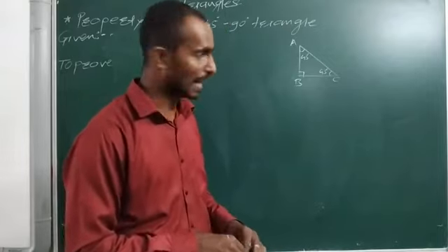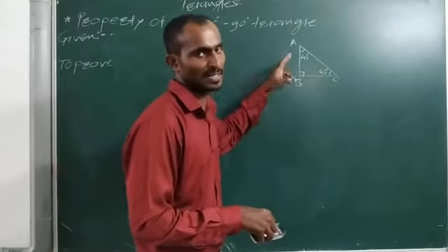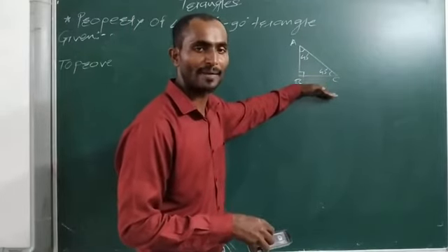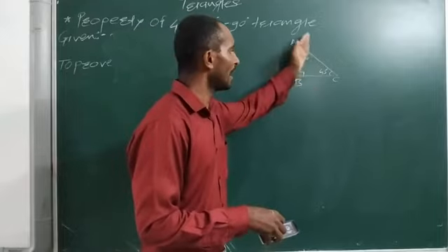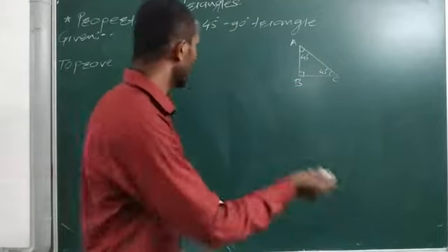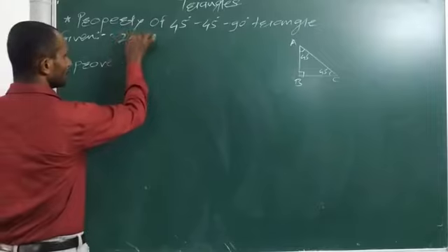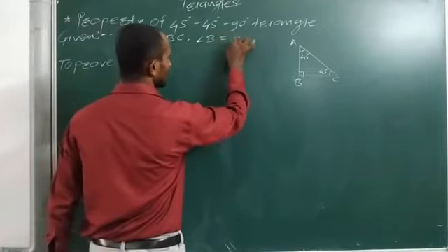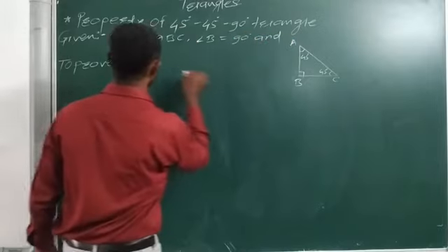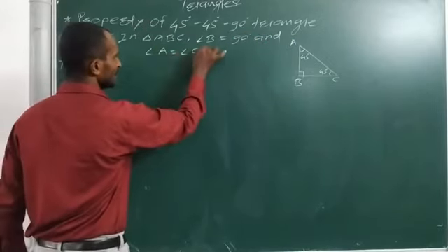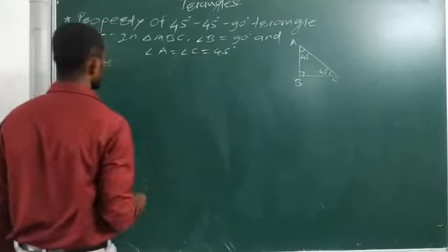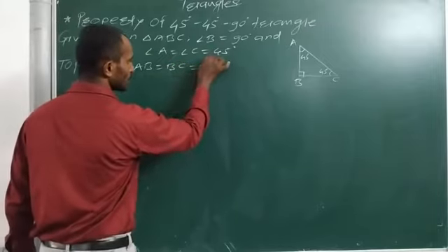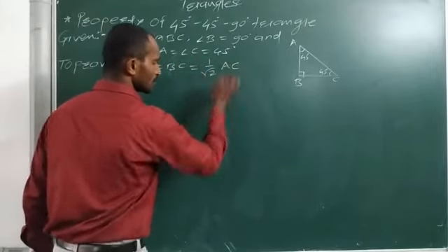So we have to prove that each side opposite to 45 degree, it means here the two sides AB and BC opposite to the 45 degree angles, are both 1 by root 2 times of AC. So here we can write the given. In triangle ABC, angle B equal to 90 degree and angle A equal to angle C equal to 45 degree. To prove, we have to prove that AB is equal to BC equal to 1 by root 2 times of AC.